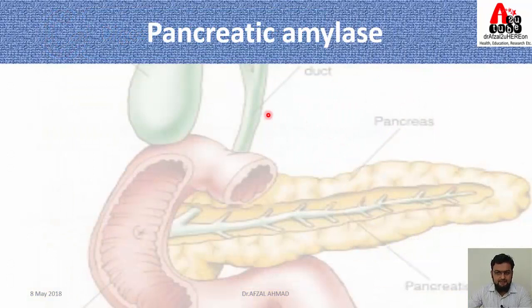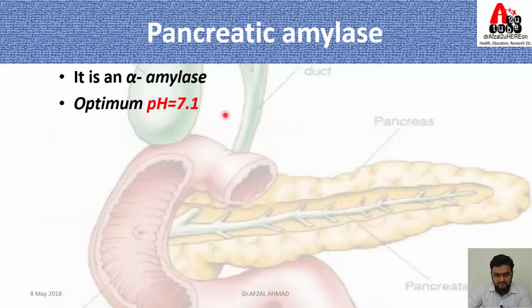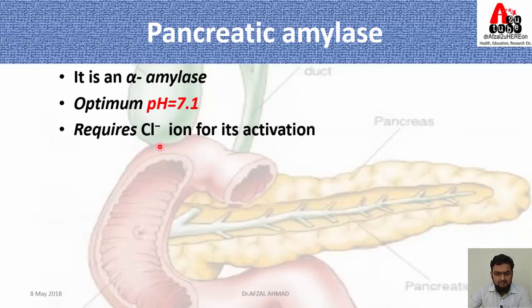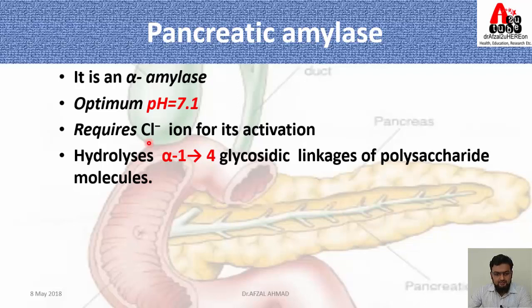The characteristic of pancreatic amylase is that it is called alpha amylase, and the optimum pH required is 7.1, which is slightly higher than the salivary amylase, because in the small intestine an alkaline pH is required. Because of this alkalinity, nature has given pancreatic amylase a specific optimum pH of 7.1 to act on the carbohydrate. And like salivary amylase, it requires chloride ion for its activation. The action is also similar to the salivary amylase.